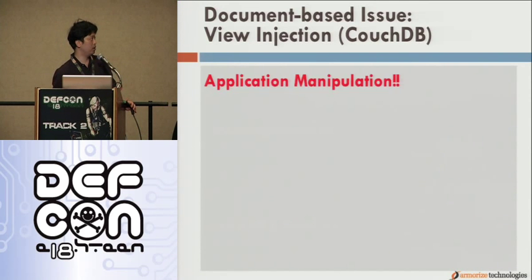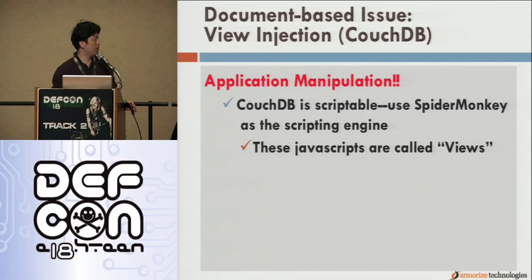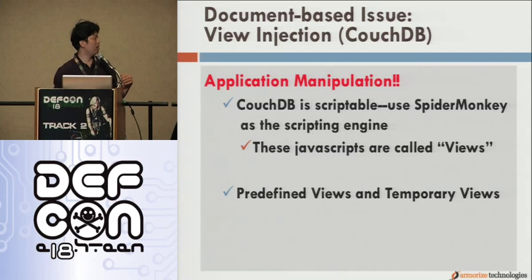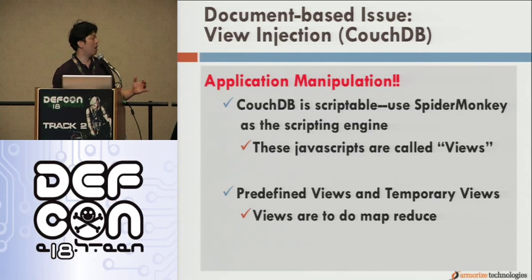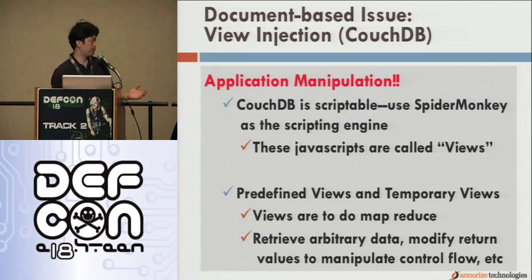Now view injection, also using CouchDB. View injection allows for application manipulation. CouchDB is scriptable, using SpiderMonkey as the scripting engine. These JavaScripts are called views in CouchDB. There are predefined views and temporary views. And views are basically to do MapReduce using JavaScript. They're used to retrieve arbitrary data and modify return values to manipulate control flow.